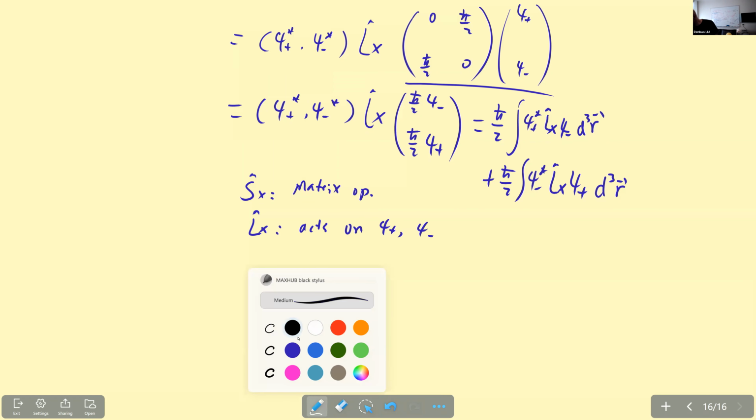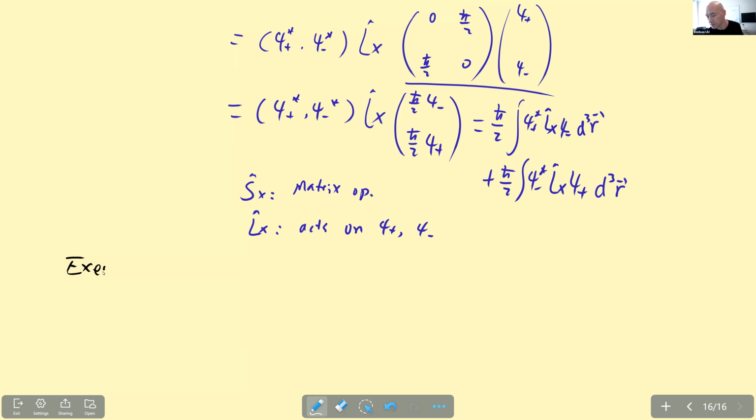So as an exercise, I ask you to show that this Lx Sx actually equals Sx Lx. If we change the order, the result is the same, because these are two operators acting on different parts of the wave functions. So that means you can do this one first or do that one first. It doesn't matter. Check it. And also there's another interesting problem in the lecture notes for you to do. So that's another exercise problem. I think that will be interesting as well.